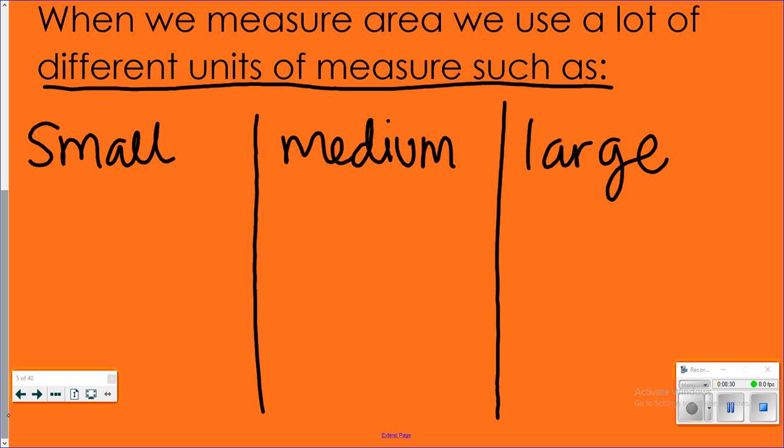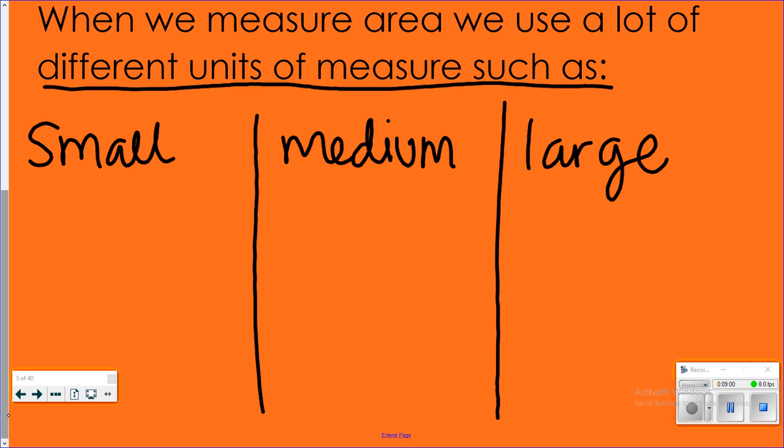So sometimes we want to measure the area of a small thing. For instance, in my house, I'm trying to figure out what sink to buy. Because if you ever pay attention to a sink, it kind of sits in the counter. So I need to know the area. A sink is not very big, right? Turn and look at the sink. Is that a big item? No. I'm going to put that in the small category.